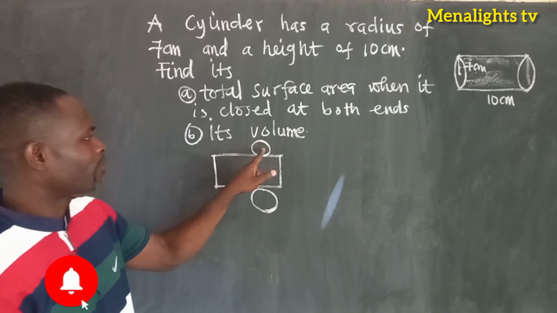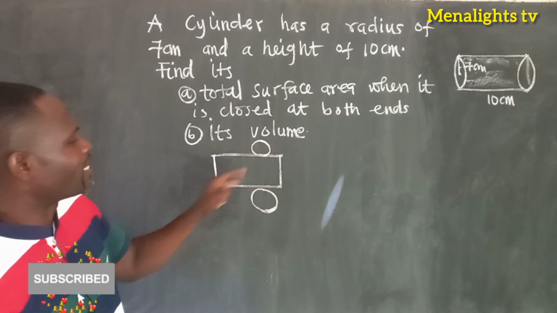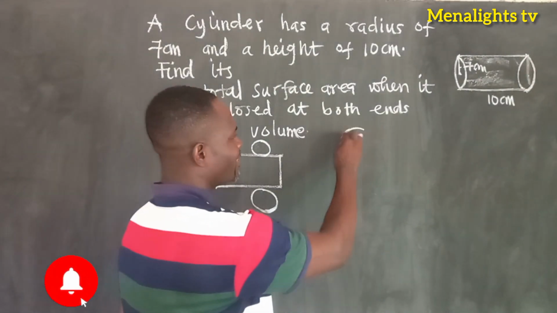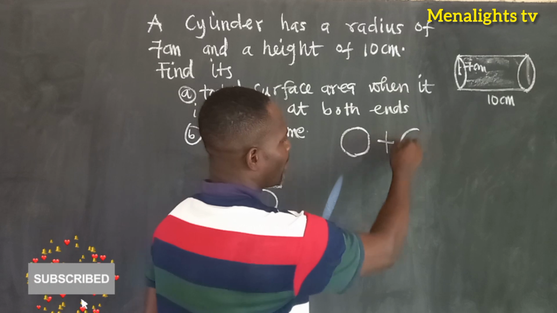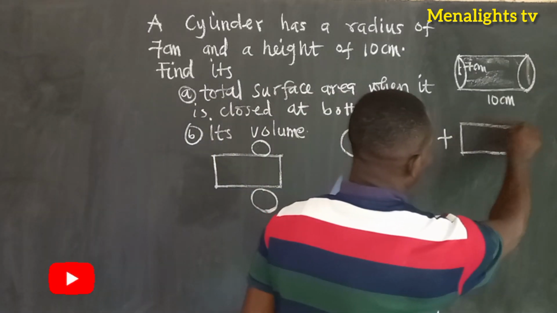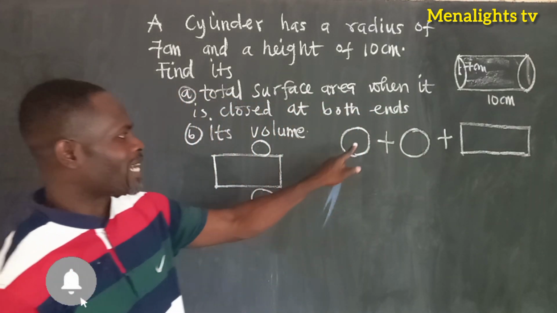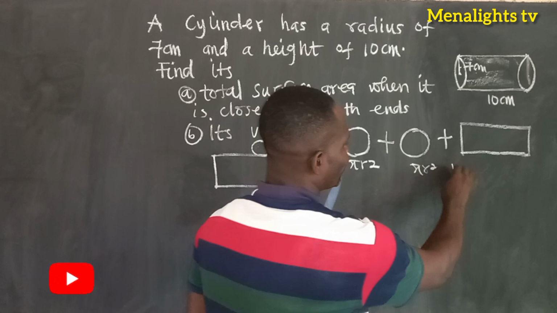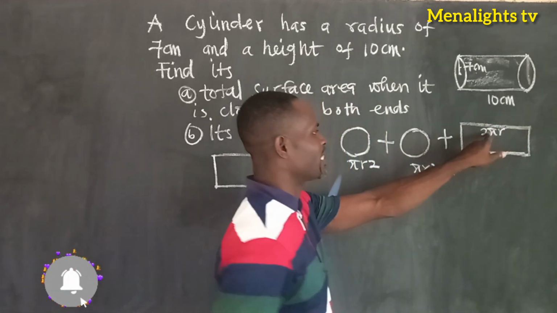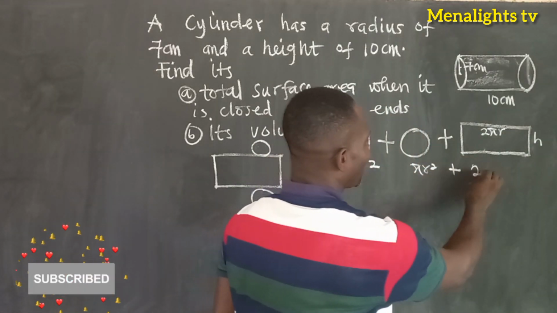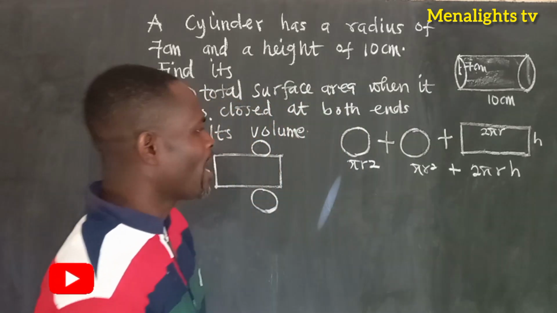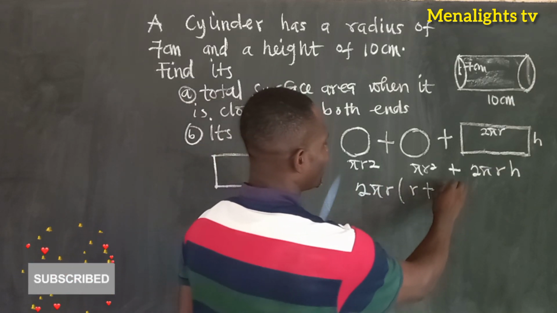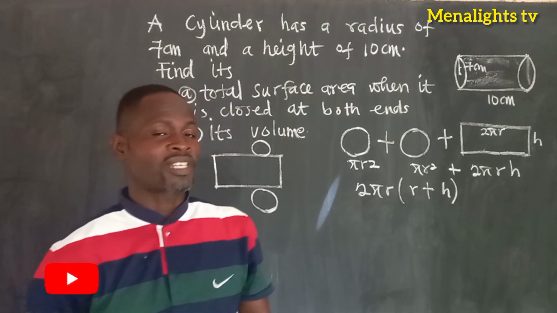So when looking at this, we have two circular objects here, then the rectangle. For us to find the total surface area, we need to add the area of the first circle, plus the area of the second circle, plus the area of the rectangular part. The area of a circle is pi radius square, and this is also pi radius square, plus this is 2 pi radius, because this is the circumference, and then the height. So 2 pi radius height. Now, when we take all this and simplify it, we get 2 pi radius out, then radius plus the height.